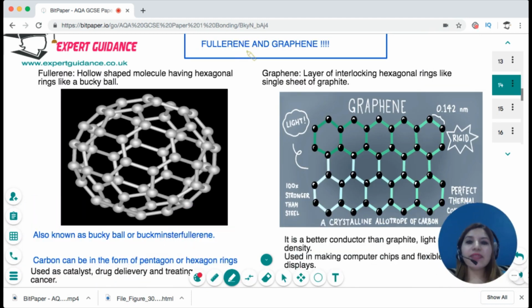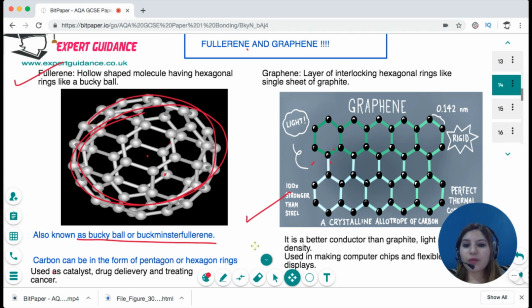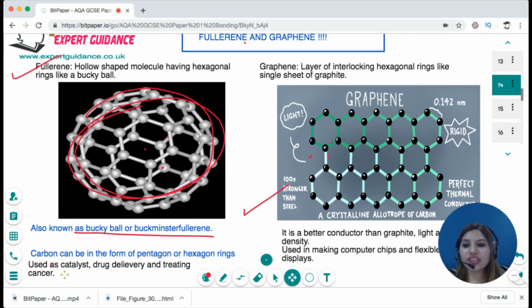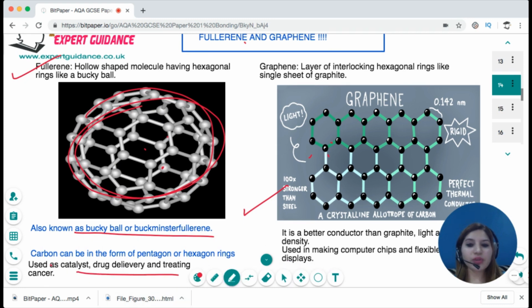Okay, then there are 2 other allotropes of carbon which are there in your syllabus. It's fullerene, which is a hollow-shaped molecule having hexagonal rings like a buckyball, also known as Buckminsterfullerene. Carbon can be in the form of pentagon or hexagon rings, and it is used as a catalyst, in drug delivery, or for treating cancer. Graphene is a layer of interlocking hexagonal rings like a single sheet of graphite.